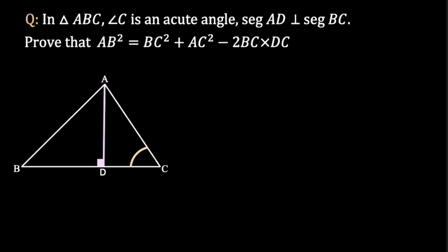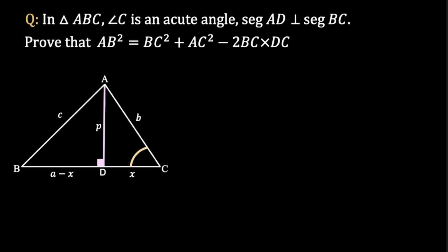Now let us name the sides. AB is C, AC is B, AD is P, DC is X. Now if I say whole side BC is A units, so BD will be A minus X, right? This step is important because DC is a part of BC.